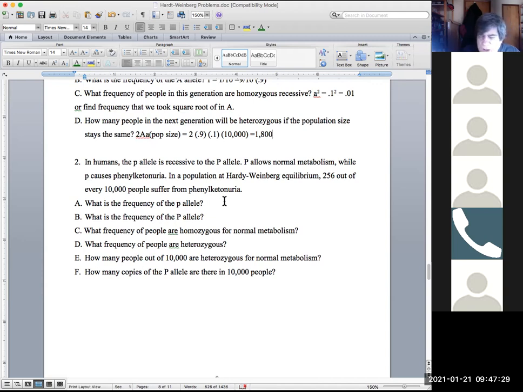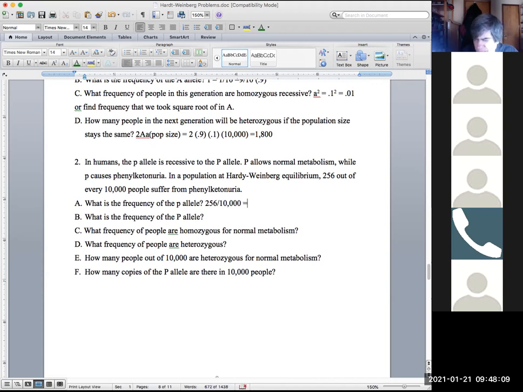It doesn't usually affect adults. It mostly happens in babies when the brain is developing. So right after babies are born, they're tested to see if they have phenylketonuria. This is one of the first tests that newborns are given. So what's the frequency of the little p allele? Okay, so this disease is caused by little p, so that means it's recessive. So if we look at the people who have this, it's 256 out of every 10,000.